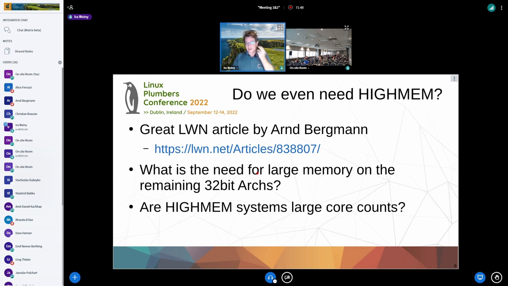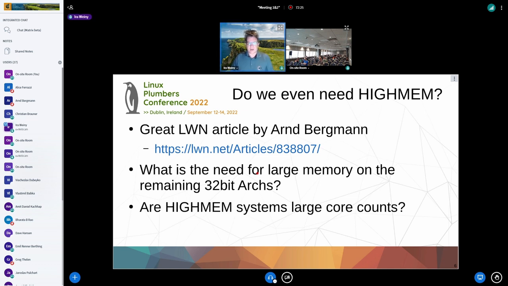Since I presented some stuff at LSF, we've discussed a little bit more about, well, do we even need HiMem? And Arne has written a great article about this. So I'm not really going to try to present this in particular, but I think some of the discussion we could have today is, what is the need for large memory on 32-bit architectures? We've already had some discussions on the mailing list and some email discussions that it's very clear that we still need HiMem today and possibly for a while into the future.